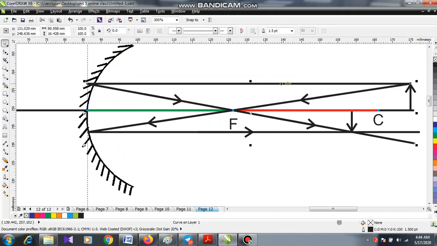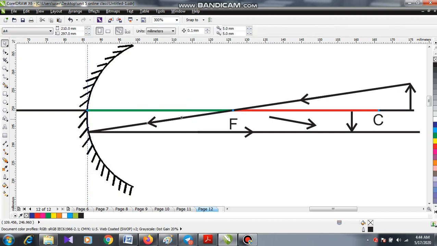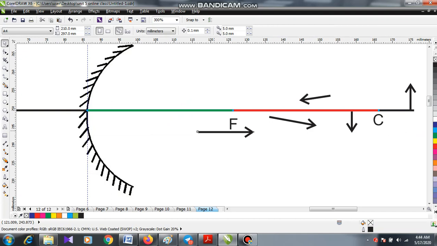Before we start the next work, I have to remind you one thing. Yesterday you wrote the image properties of this image. So this image is inverted, smaller than the object, real image, can be formed on a screen. I could see these four properties written by most of the children. It's okay. But one important thing: when I was writing these image properties, I always write the image distance. How many of you wrote the image distance? You have not written the image distance there.